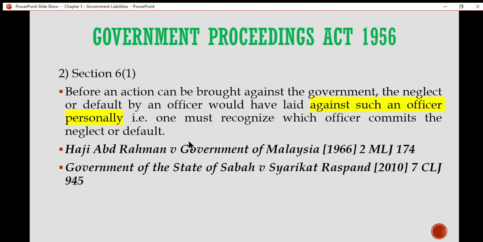For example, in the case of Haji Abdul Rahman against the Government of Malaysia, the plaintiff brought an action to recover damages arising out of a traffic accident due to the negligence of the driver of a government vehicle. However, the court dismissed the action as the government servant was not made a party to the action as required by the Government Proceedings Act, which contemplates that the identity of the officer must be established before the government can be made liable. So the plaintiff in this case failed to follow the requirements. They failed to recognize which officer committed the negligence. That's why they cannot claim in court.